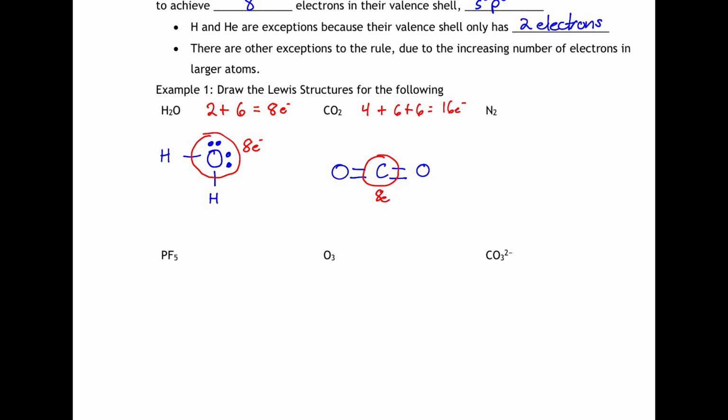So are there extra electrons for us to give to oxygen? How many have we used up now? We have used up 8, so we still have 8 left. So we can give each oxygen 4 more dots. I can put dots here, there, here, there. And now I can see this oxygen has 8, this oxygen has 8, and carbon has 8. So in this case, carbon has double bonds on each side.